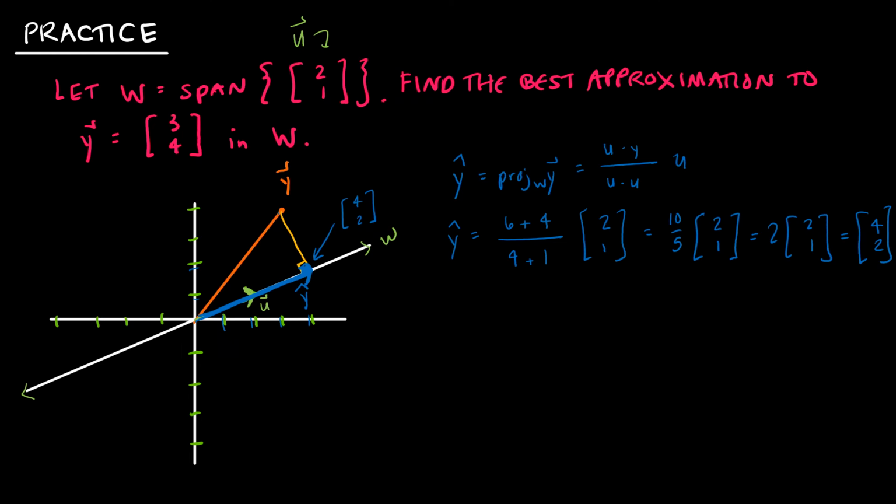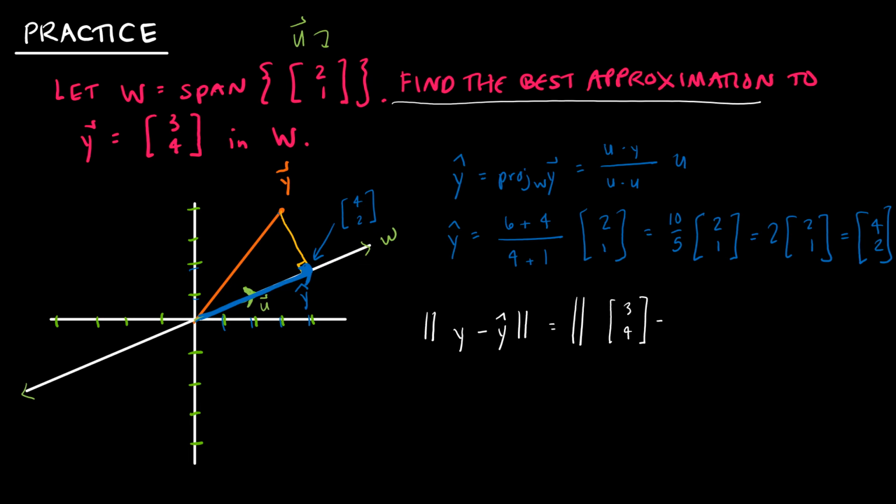Then the question might become, well, how good of an approximation is it? According to my theorem, it's the best approximation, but what exactly does that mean? How big is our error? So to find the error, all I'm going to do is find the magnitude or distance between y and y hat, which means I'm going to take y, which was (3, 4), and subtract y hat, which I just found to be (4, 2). And then I'm just going to find that distance.